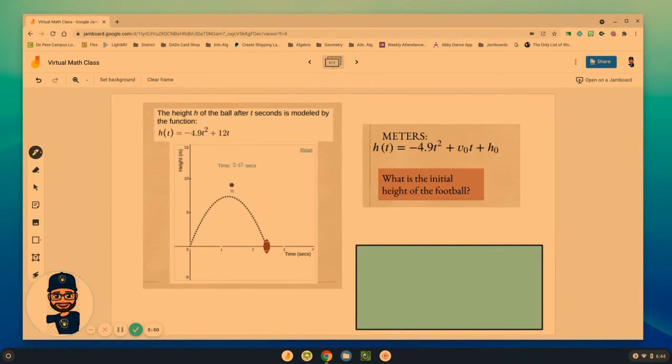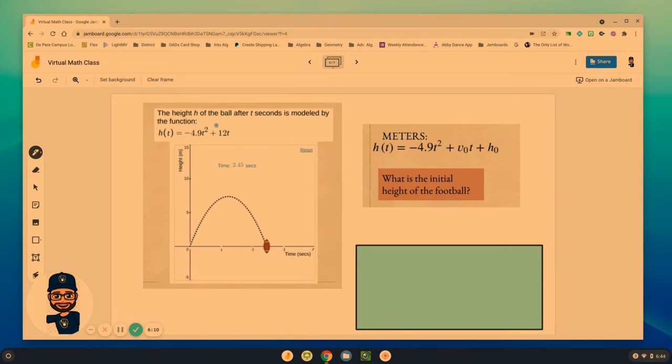The last one that you used was the height of a ball after kicking it, right? Like if somebody's kicking a football off of a tee to start a game off, or even a soccer ball maybe. And they give us this formula, negative 4.9 t squared plus 12 t, which is meters. What is the initial height of this football?